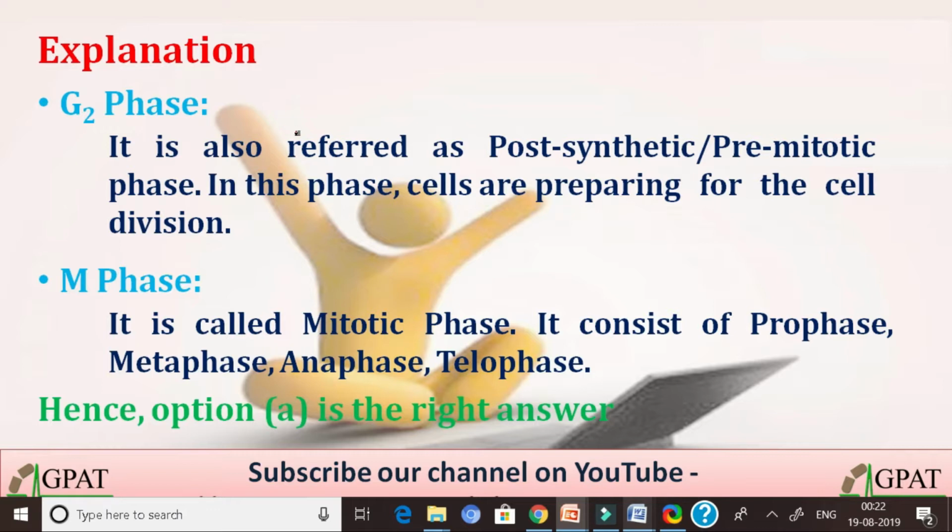The G2 phase is also referred to as the post-synthetic and pre-mitotic phase, and in this phase cells are preparing for cell division. The M phase is called the mitotic phase and it consists of prophase, metaphase, anaphase and telophase. So students, please note down these terms, because sometimes the question may also be asked from basic topics. So option A is the correct answer.